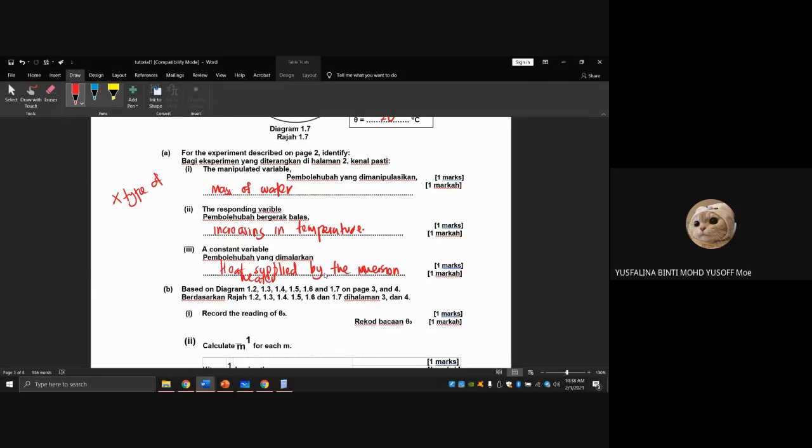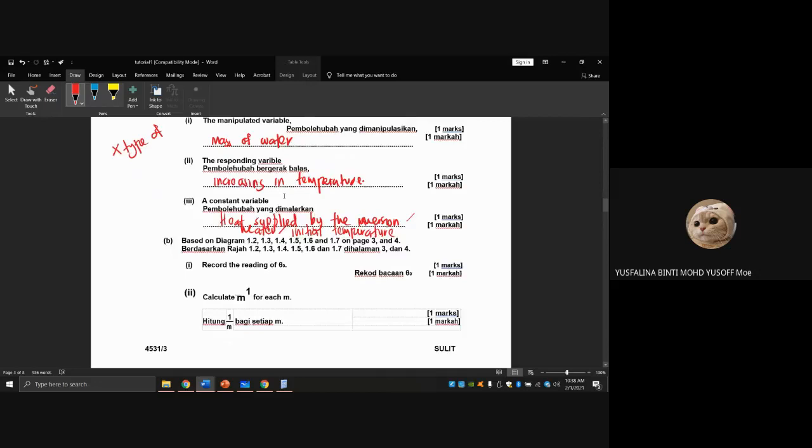Another one can be the initial temperature of the water. So you have to make the initial temperature of the water a constant variable. But remember, if they want you to put one answer, just put one answer. Don't give two. If you give two, you are asking the teacher to choose which one is your answer. One question, one answer. If they ask for two, then you give two. Okay, so this is how you find the variable.